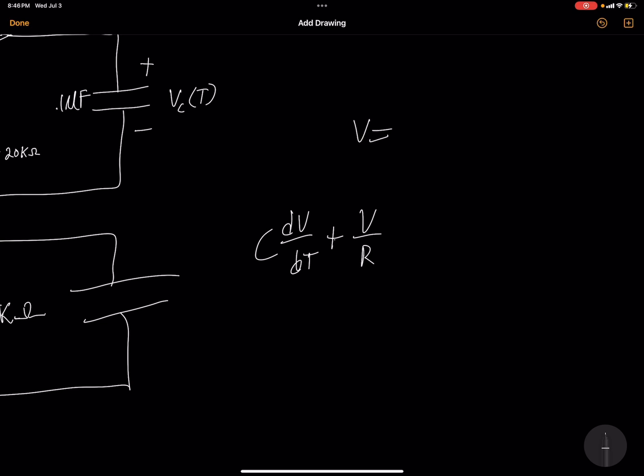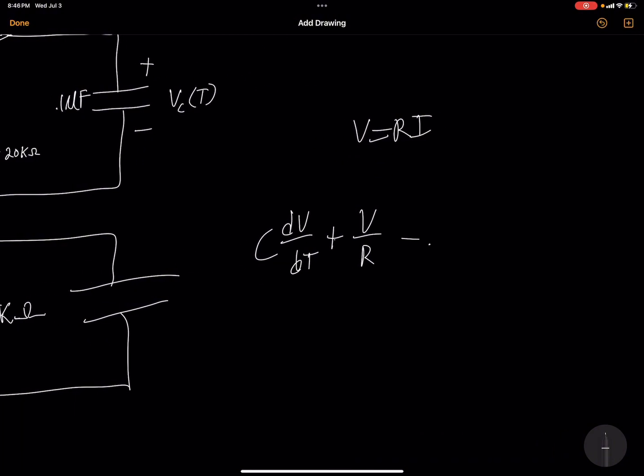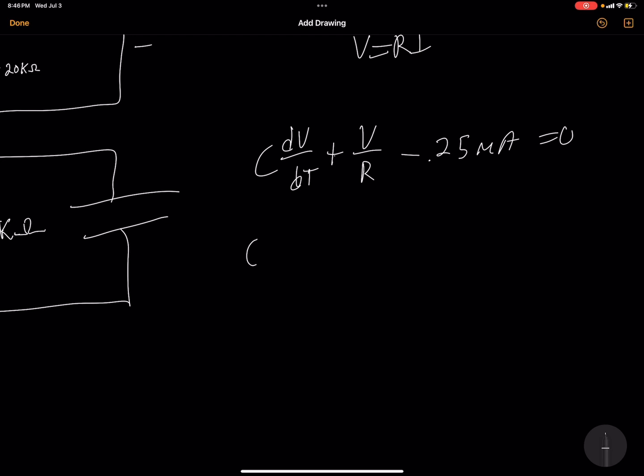We know that voltage is equal to R times I. Divide the R over, we get an I. And that current source is coming in, we get minus 0.25 milliamps. Okay. It's equal to 0. Plus the 0.25, you get C dV dt plus V over R is equal to 0.25 milliamps. Okay, we have this constant over here. What do we do about that? We can really just get rid of it. It's irrelevant in this state.